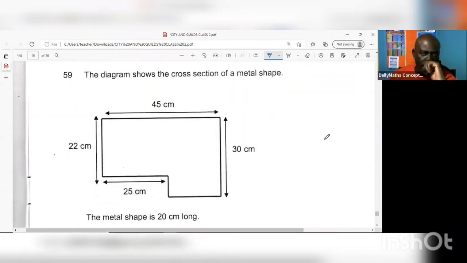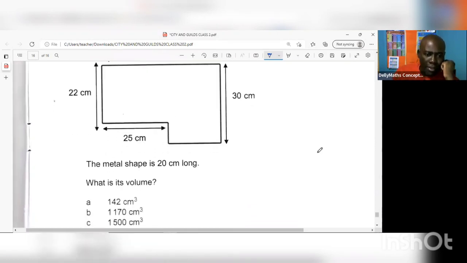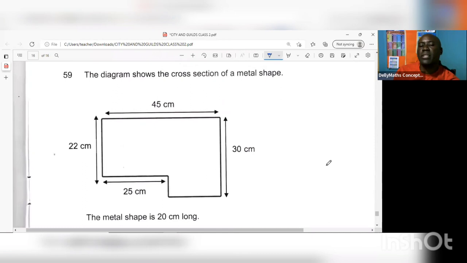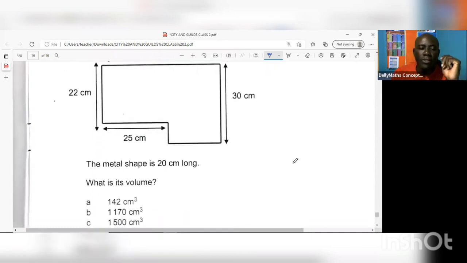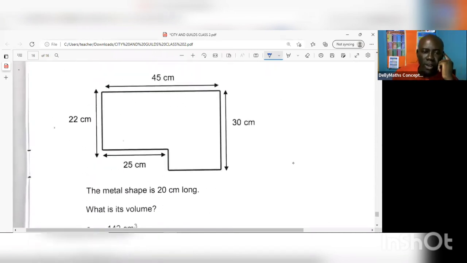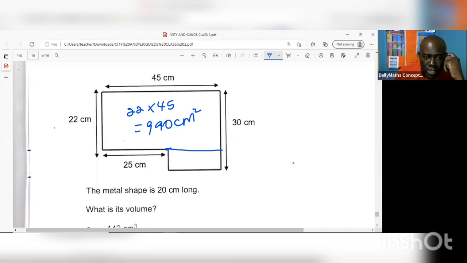59. The diagram shows the cross section of a metal shape, and we're told the metal shape is 20 long. They want to know the volume of it. You need to know the area of this. We could cut this any way we want, so I'm just going to cut it like this. Here we have 22 by 45, which gives us about 990 for that piece. So this is situation 1.